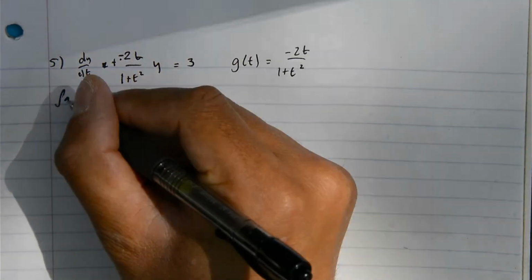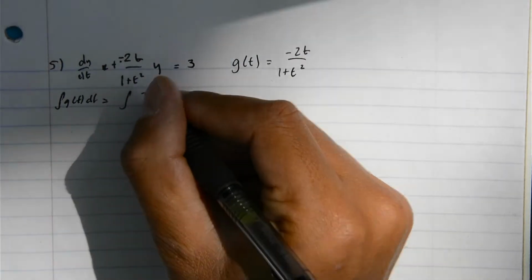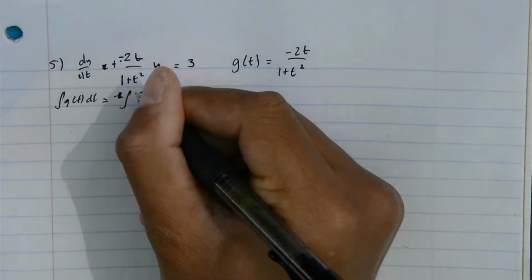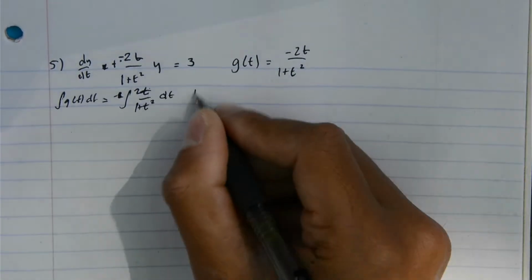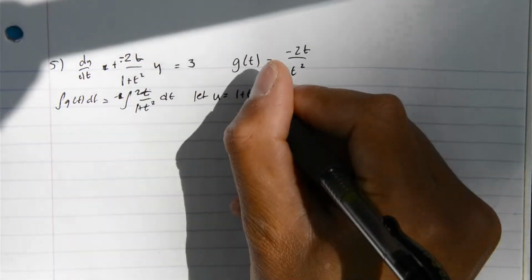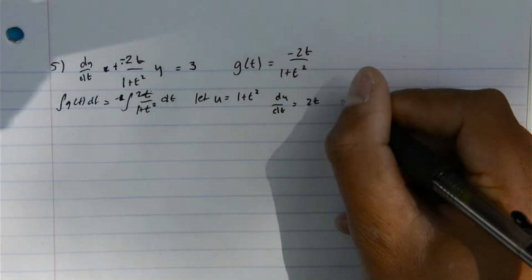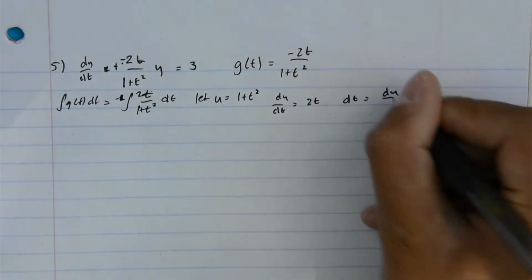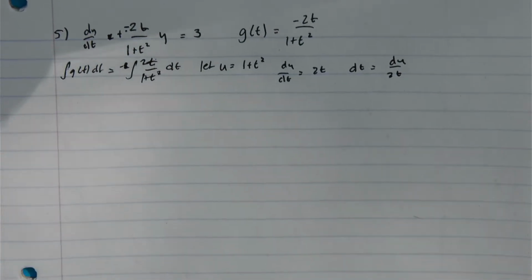So the integral of g of t dt is equal to the integral of minus 2t over 1 plus t squared dt. Let u equal 1 plus t squared. du dt is equal to 2t, so that means that dt is equal to du divided by 2t. So it's just basic u substitution.